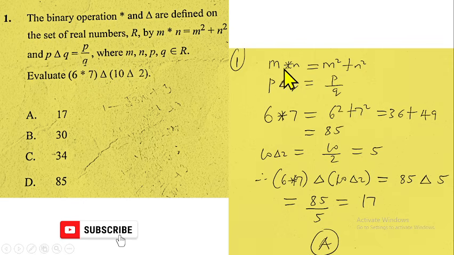So m asterisk n means m square plus n square, and p triangle q means p over q. Now we have to evaluate 6 asterisk 7. So that means m here will be 6 and our n here will be 7. That gives us 6 square plus 7 square, which is 36 plus 49, and 36 plus 49 will give us 85.